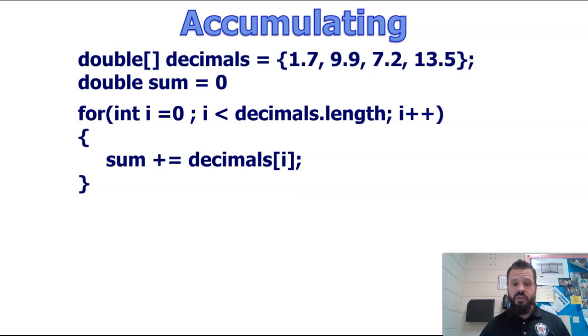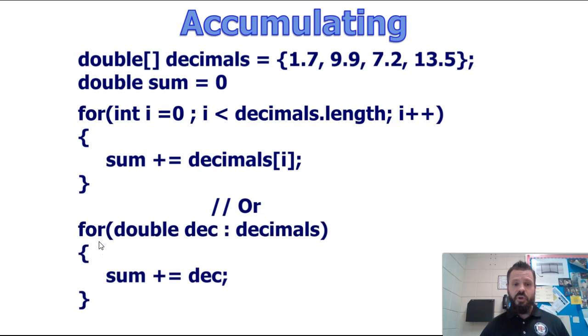Okay, now the corresponding for each loop would look like this. We could write that for each double dec. We can give it any name here we want. We'll just call it dec for decimals. In the decimals array, sum plus equals that dec. Okay, that temporary variable dec is going to take on the different values in our decimals array, just like we did here with our counter variable. Again, it's a little shorter, a little sweeter, a little more compact. And as we get into some more complicated code, it's going to simplify the way we can read it.